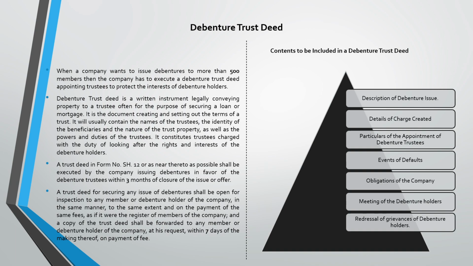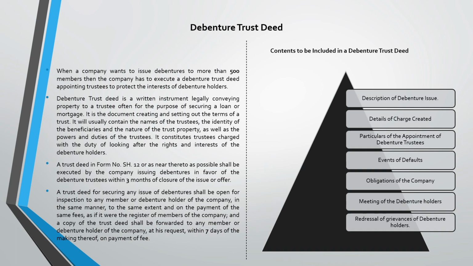A trust deed, like we all know, every legal document of the company can be kept open for inspection by the members of the company. Similarly, the debenture trust deed can be open for inspection to any member or debenture holder of the company in the same manner, to the same extent, on the payment of certain fees, as if it was a register of members or the minutes of the meeting or any other legal document. Even a copy can be requested by the member or a debenture holder. It shall be issued to them within 7 working days on payment of the specified fees. These fees will be mentioned in the articles of association.